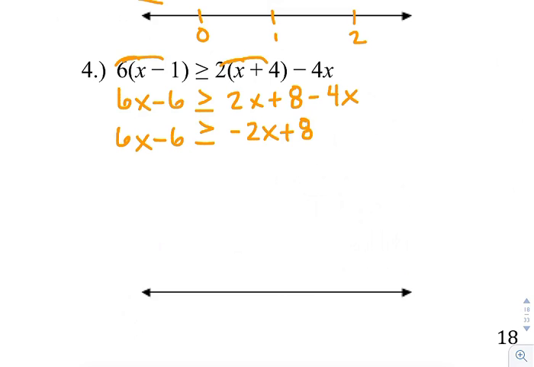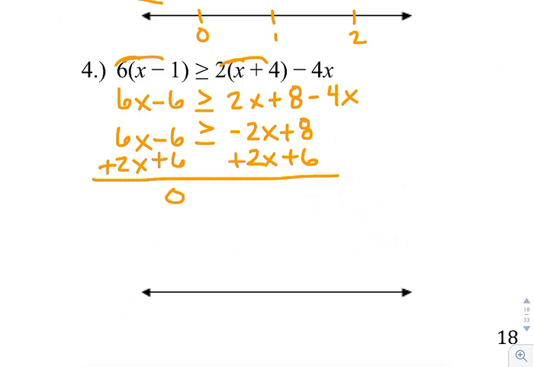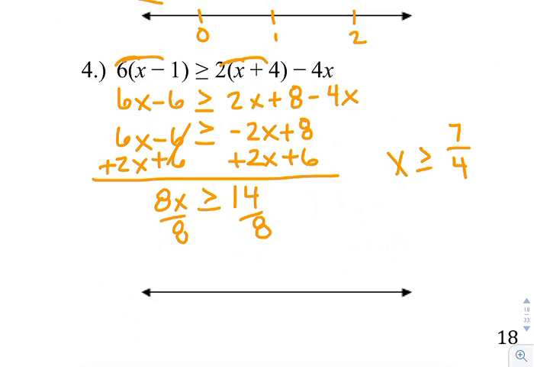So I said I like to keep my variables on the left-hand side. So I'm going to keep the 6x over there and move the 6. And I'm going to do 2 things at once. And then I'm going to move the 2x over here to this side. So we get 8x is greater than or equal to 8 plus 6, 14. So when you divide, you get x is greater than or equal to 14/8, which if we reduce that is going to be 7/4.